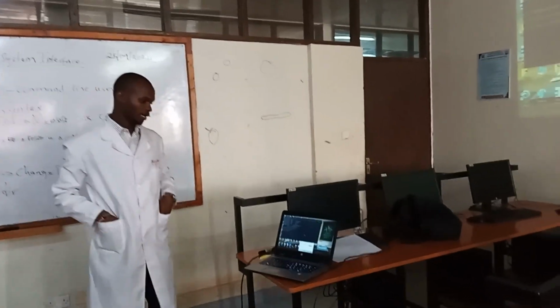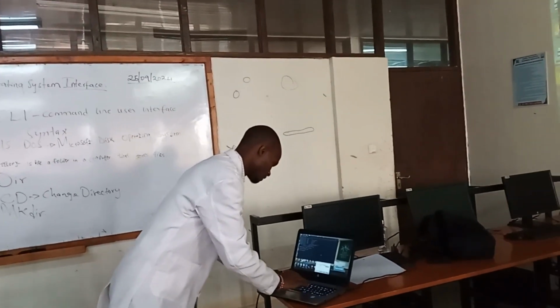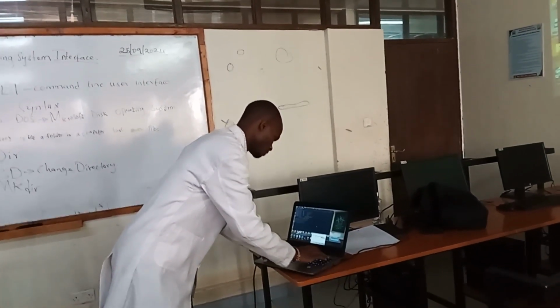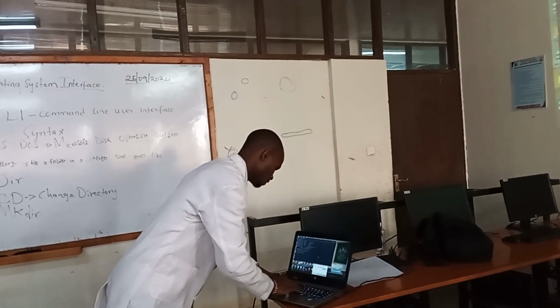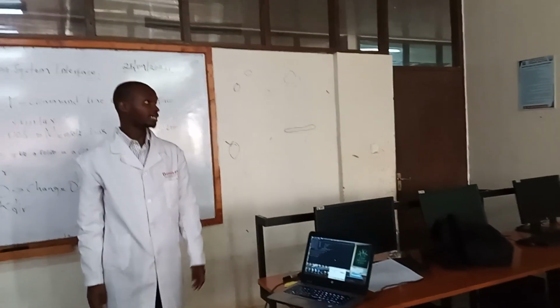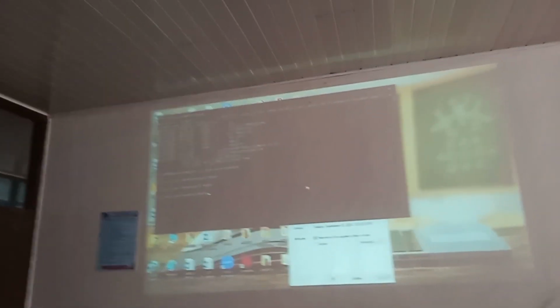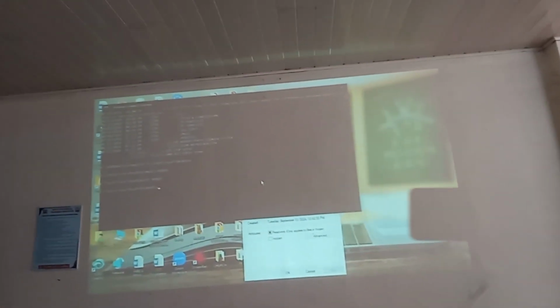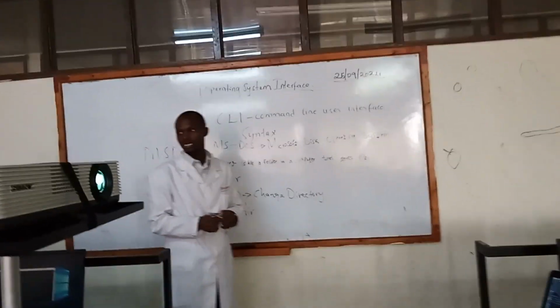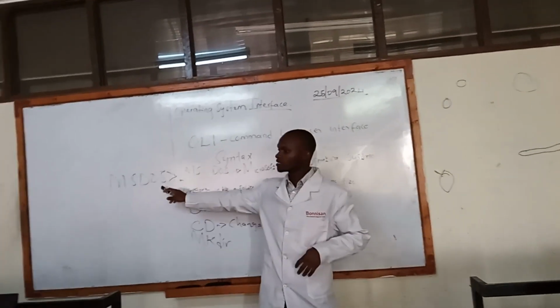then type MS-DOS. MS-DOS in capital letters, just as the way the folder is named, and then click enter. Now the last word should be changed from desktop to MS-DOS, and there should be a forward arrow with a cursor there blinking. Is that so in your computer? Now it has changed from desktop to MS-DOS.